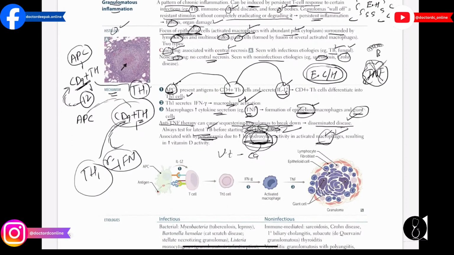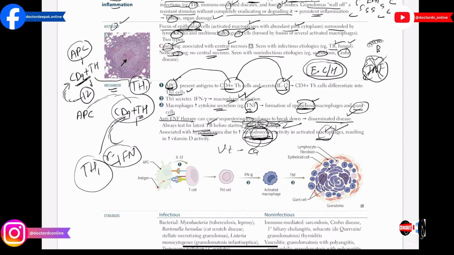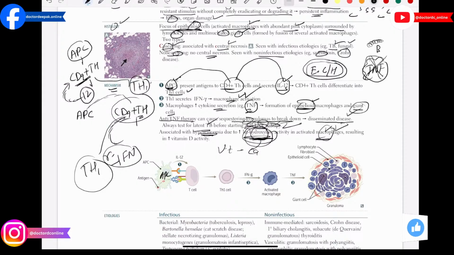Now let's take a quick review of this diagram. First of all, this is the antigen presenting cell. What is the function of the antigen presenting cell? Basically, it is going to take the antigen and present it to another cell. That's why it is called antigen presenting cell. So here is the antigen. This antigen is going to be taken by the antigen presenting cell. After the antigen presenting cell picks up this antigen, it will go to the CD4 T helper cell. So this is the CD4 T helper cell.